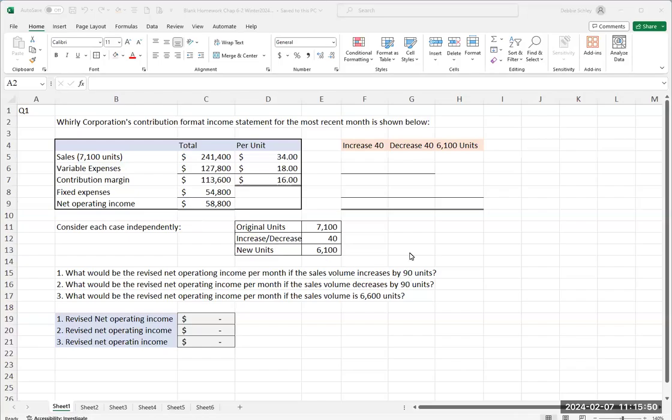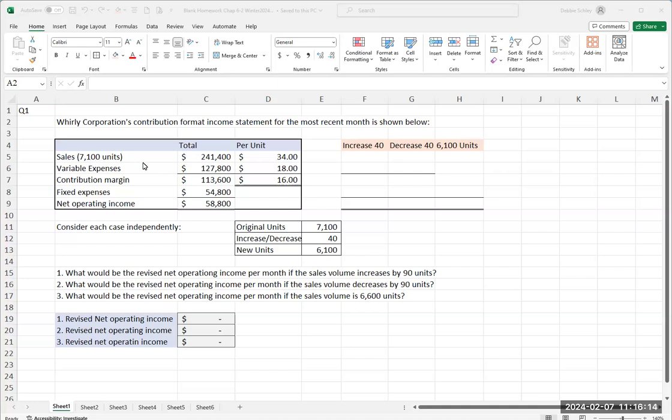All right, this is going to be a homework walkthrough of homework chapter 6-2. And there's a couple tricky things in this one, so I'll tell you about them when we get there. So for question 1, Worley Corporation's contribution format income statement for the most recent month is shown below. So I got this straight out of the book.